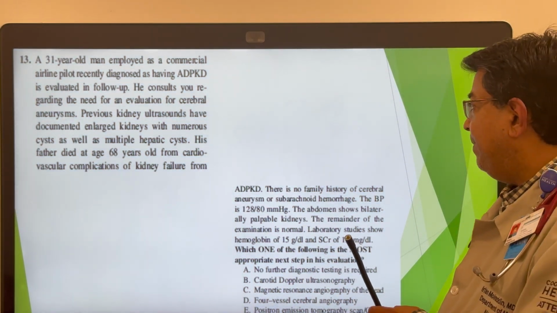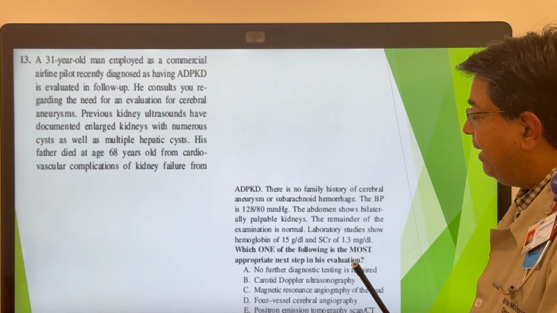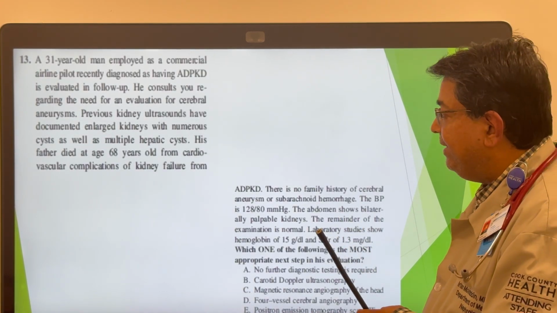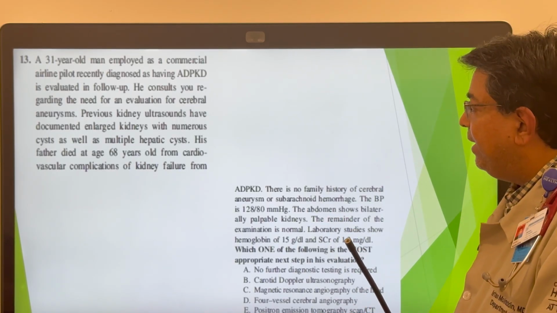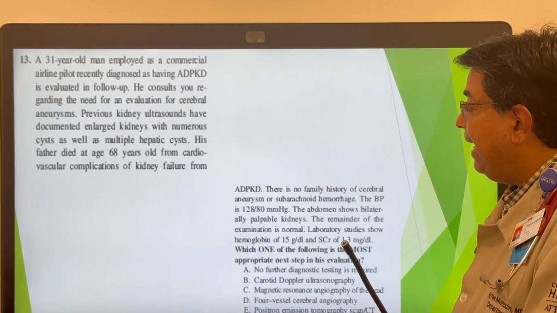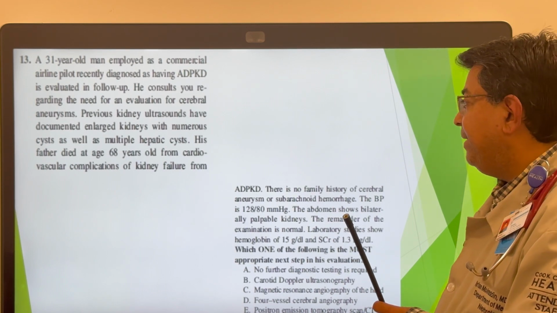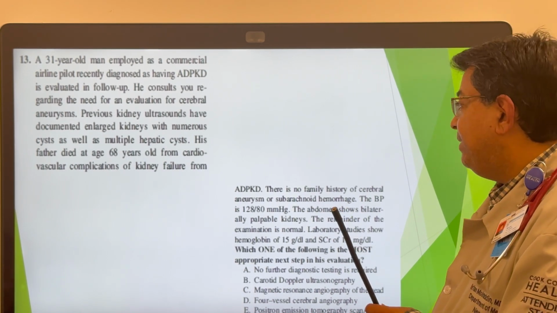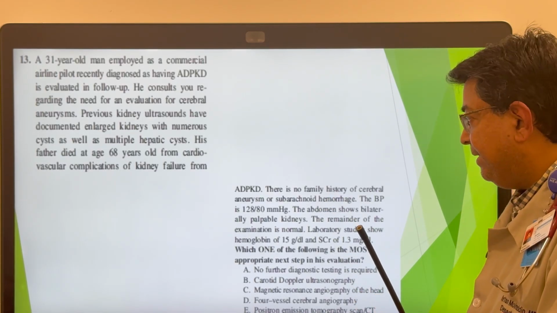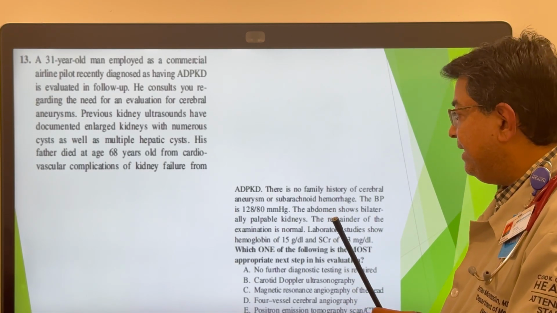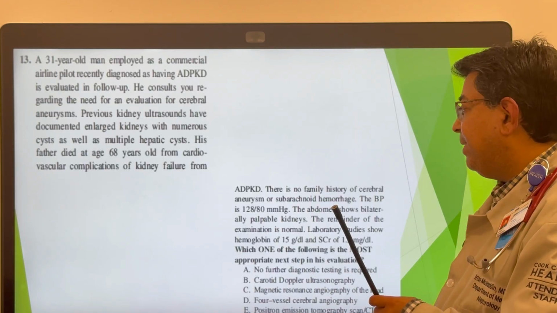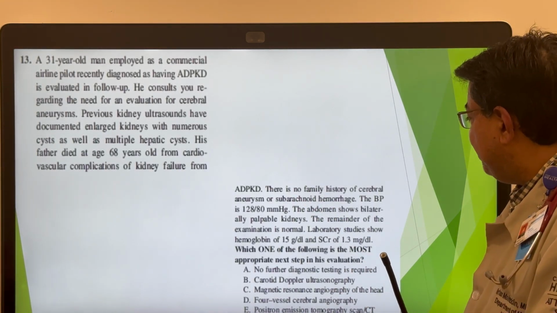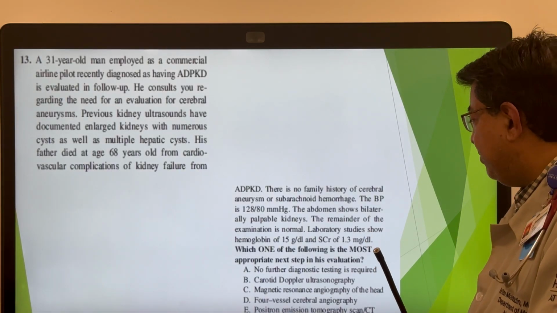A 31-year-old man employed as a commercial airline pilot, recently diagnosed as having ADPKD, is evaluated in follow-up. He consults you regarding the need for an evaluation for cerebral aneurysms. Previous kidney ultrasounds have documented enlarged kidneys with numerous cysts as well as multiple hepatic cysts. His father died at age 68 from cardiovascular complications of kidney failure from ADPKD. There is no family history of cerebral aneurysm or subarachnoid hemorrhage.